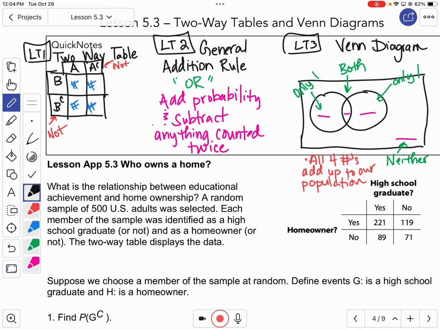The first thing I need to find is the total number of people in this survey. Well, the good news for me, bada bing, bada boom, it told me over here in the words, so I don't have to take the time to add it all up. If I added across, added down, and got to my totals, my total population down here would be 500. All right, they told me that, so that's good.